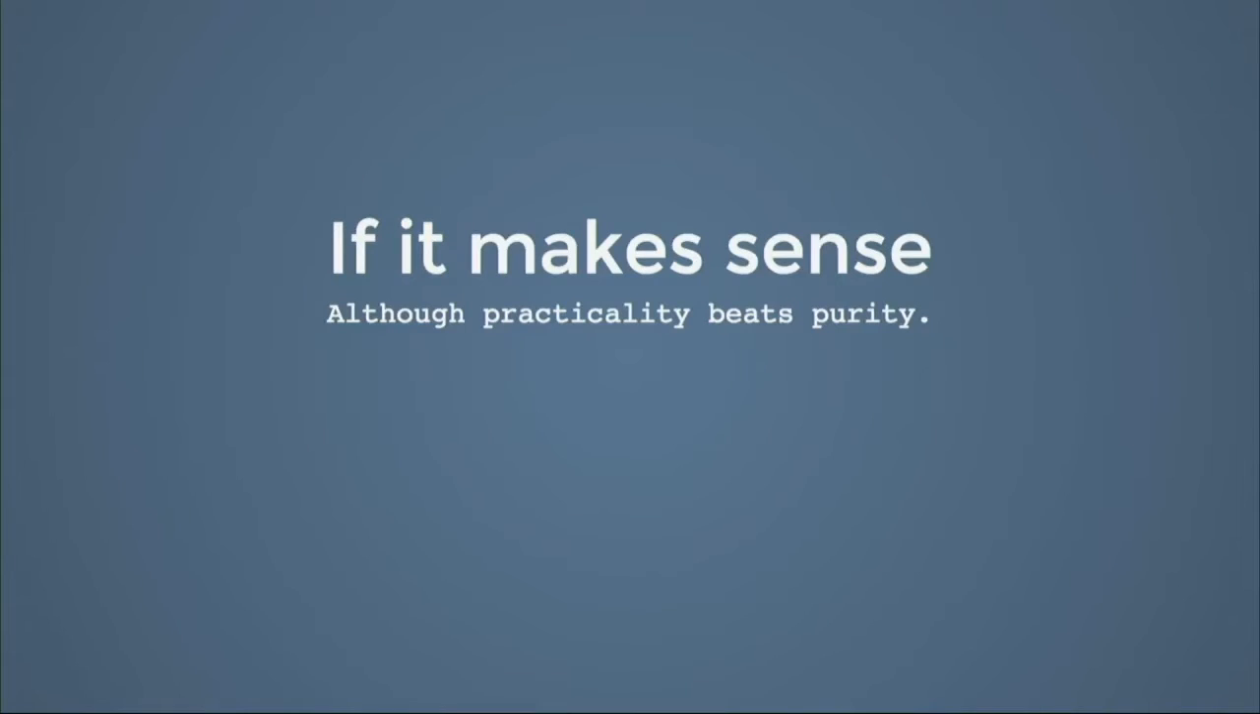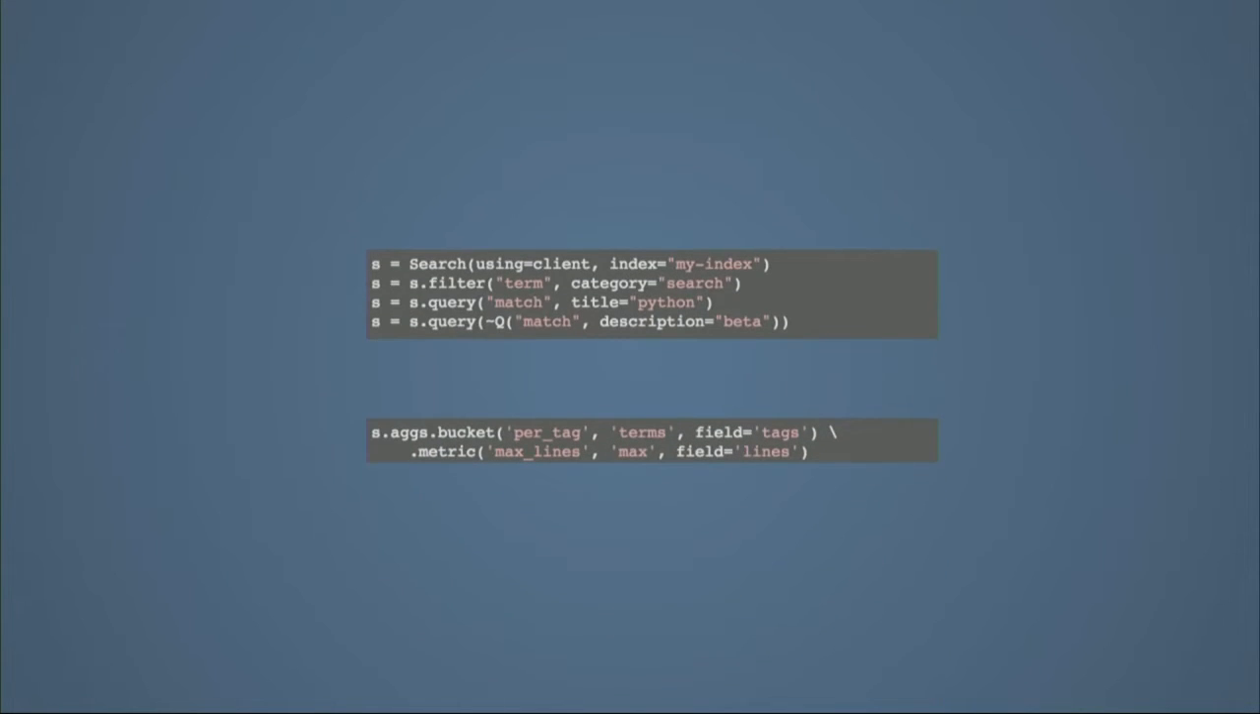And of course, only do this if it makes sense, because practicality always beats purity in Python. We are practical people. We're not really interested in purity just for its own sake. So don't be afraid to make an exception. Try not to make one, but if you have to, that's okay.